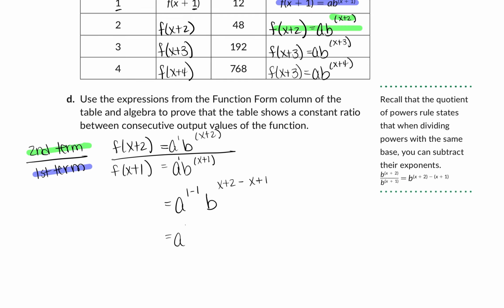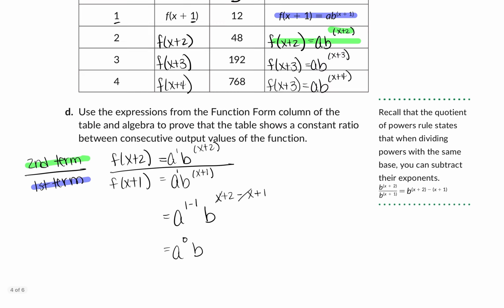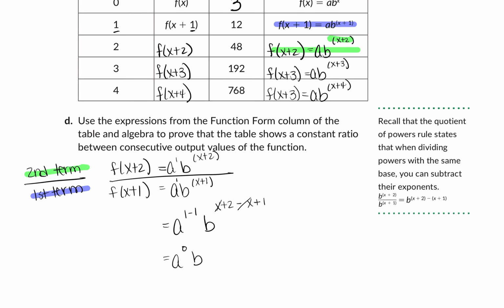So 1 minus 1 is 0. B, right? So we're going to go ahead and subtract, which x minus x cancels out. And 2, oops, sorry. I wrote that down wrong. Forgive me, guys. Let me go back. Okay, let me go back. I should have only canceled out the x. My apologies.